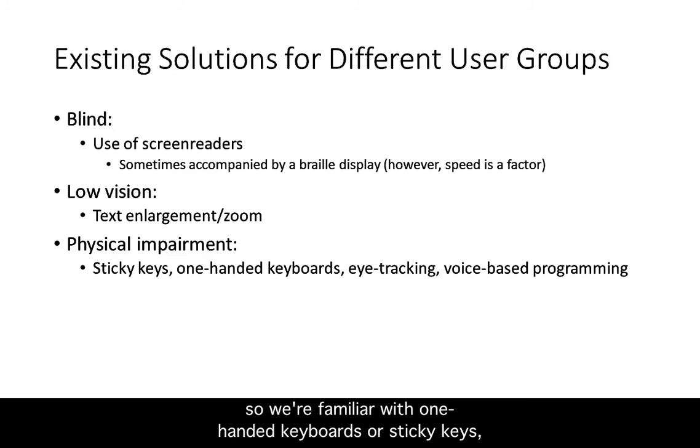So we're familiar with one-handed keyboards or sticky keys, which is a functionality in most modern operating systems that lets you type with one hand or sometimes with only one finger on a full-sized keyboard. There's things like eye tracking software or gaze tracking, where you can use only the movement of your eyes to manipulate a cursor on the screen. There's even voice-based dictation, right?